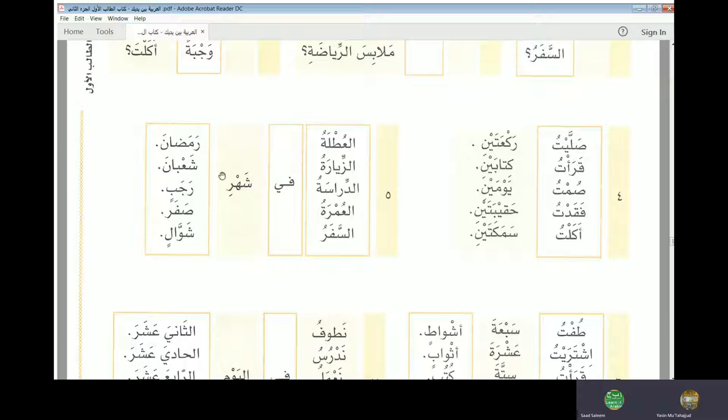Al-Ziyara fi shahr Shaban. I visited in the month of Shaban. Ad-dirasa fi shahr Rajab. Yes. Okay. You can also say Rajabin. Yes. Al-Umra fi shahr Safar. Safar, okay. Umrah is in the month of Safar.